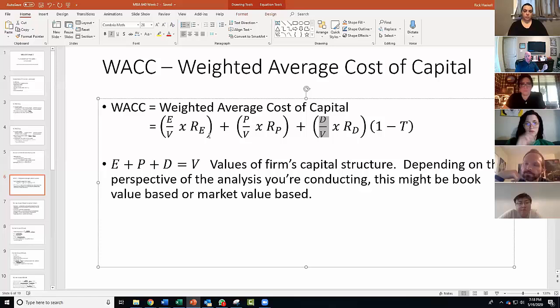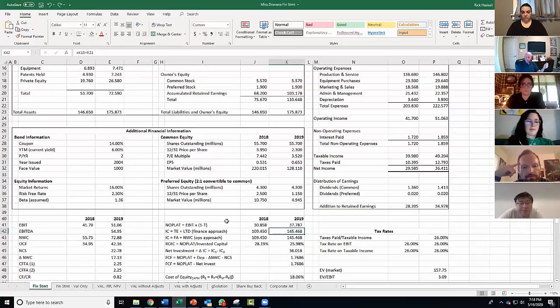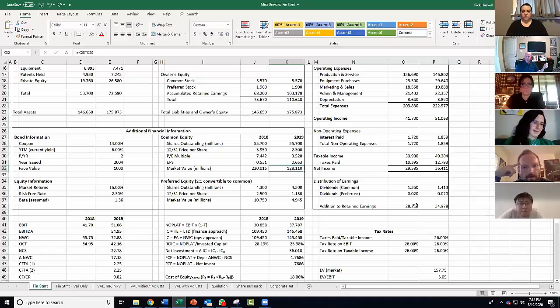So how do we come up with these numbers? Well, E, the way that we're going to look at it, is the market value of common equity. Let's look at Marriage Ravana for a moment. Here's my market value of common equity.